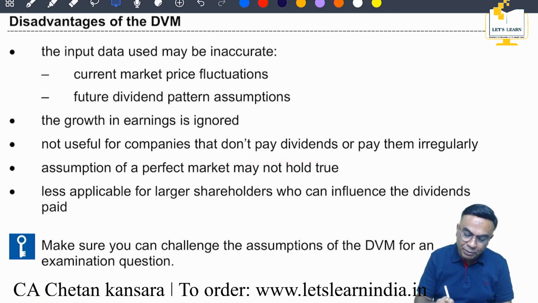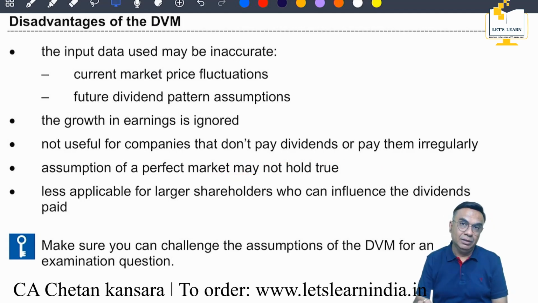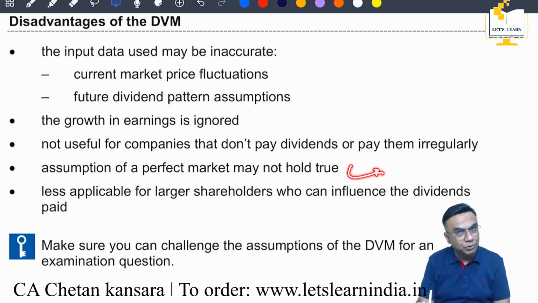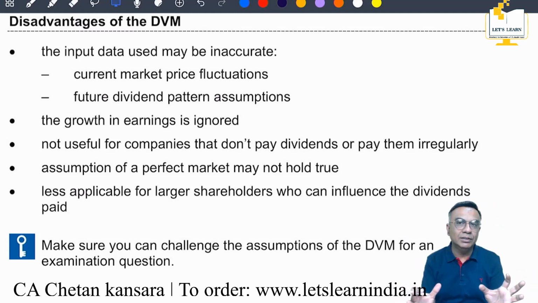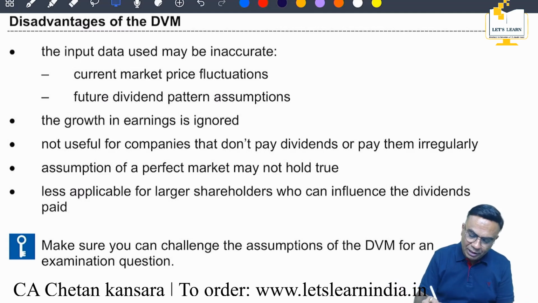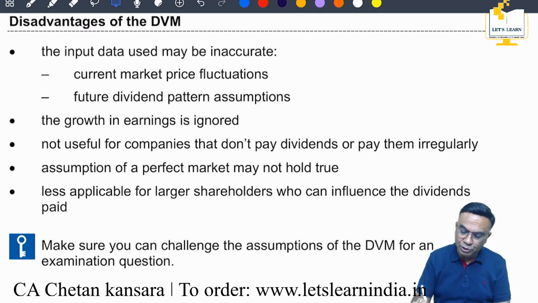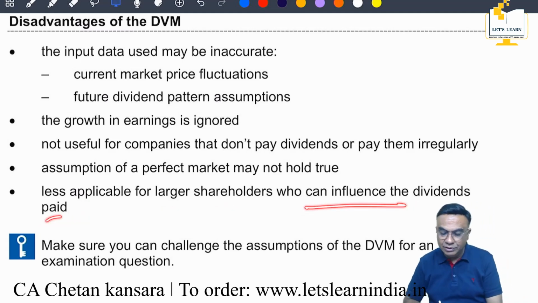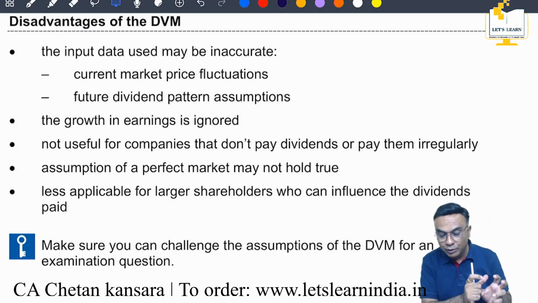That's okay. Assumption of a perfect market may not hold true. We have to assume that the market is perfect. Okay, market is perfect and everyone is going to buy shares when the price goes down, and when the price goes up, that time they sell. Everyone behaves normally. This is an assumption. Less applicable to larger shareholders who can influence the dividend paid. So this is a disadvantage.